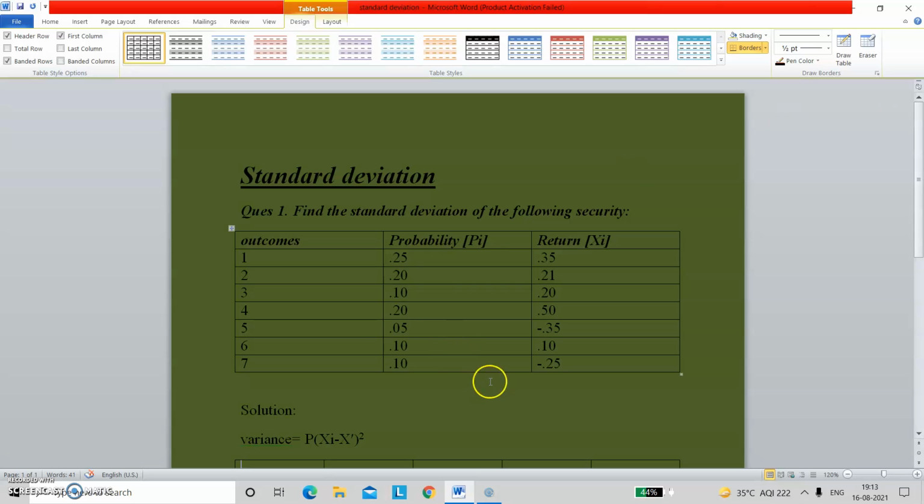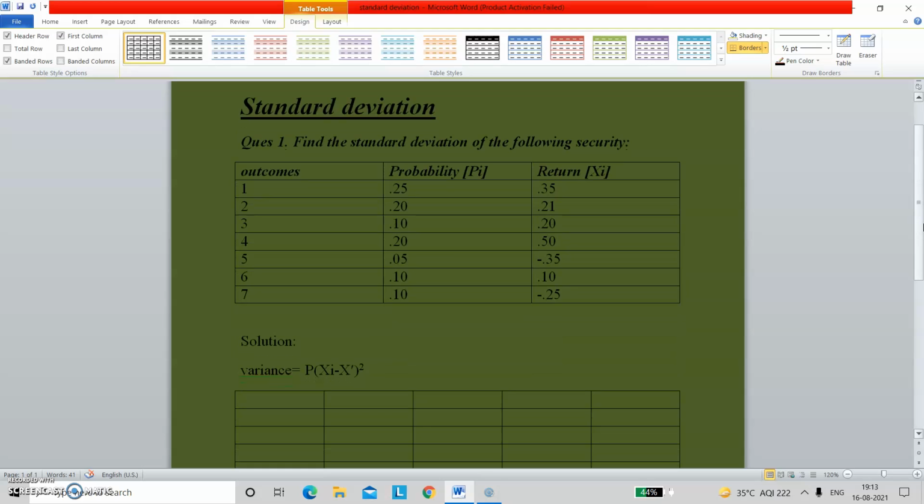So if we talk about this question, it consists of 7 outcomes, that is outcome 1, 2, 3, 4, 5, 6 and 7. The probability is also given for individual outcomes, and as in the case of return, the returns are also given for the 7 outcomes. Fine. So here we have to find out the volatility of the market, right? So we are going to find out the variance first. Variance is nothing but the square of standard deviation, or if we take the square root of variance, we can easily get the standard deviation. The formula for variance is probability into individual return minus the expected return, and the whole square of this.